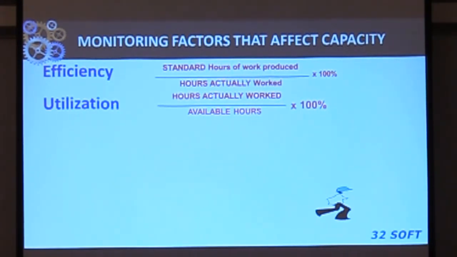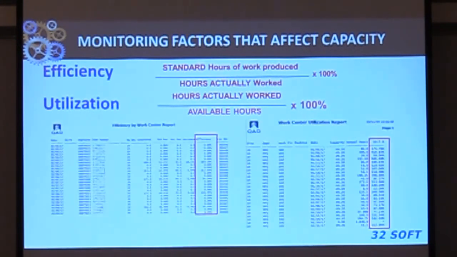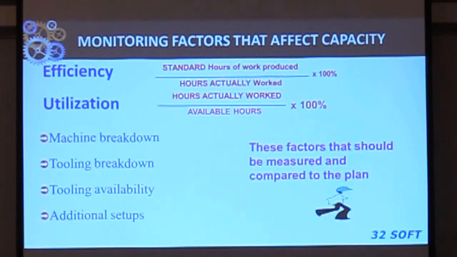And utilization is actual hours worked over available hours. So if I actually work 10 hours and I plan for 8 hours, that means my utilization is a little bit less. And QAD has two reports that you can run: the efficiency by work center report and the work order utilization report will give you those values. And these help you understand how efficiently those particular work centers are going to be driven.